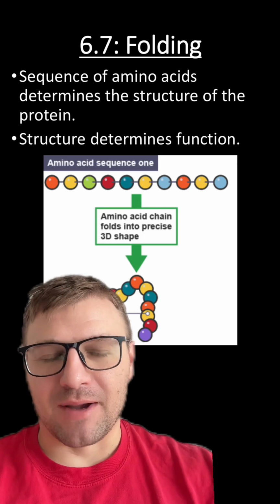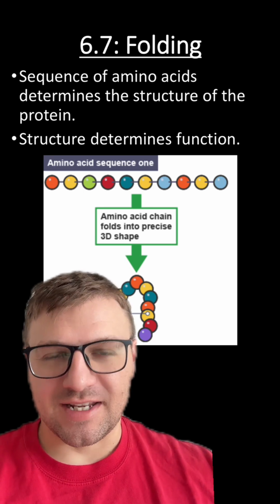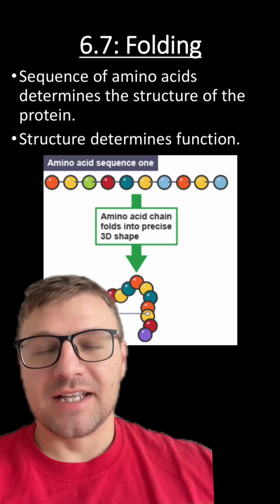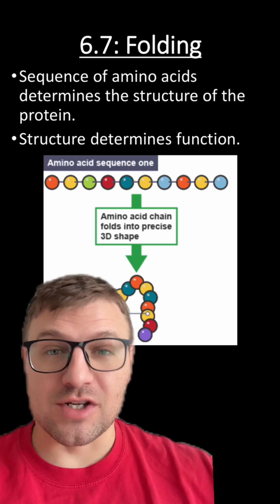So just as a wrap up, DNA is going to code for the amino acid sequence of a protein. These amino acids are going to interact with each other as well as with the environment to have some structure. That structure is going to determine the function of that protein.